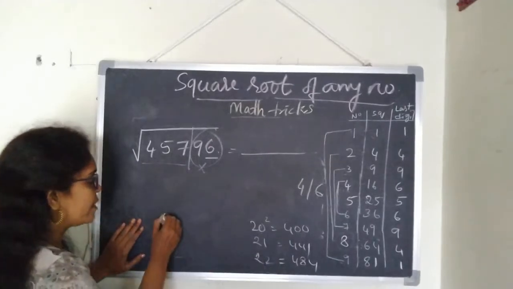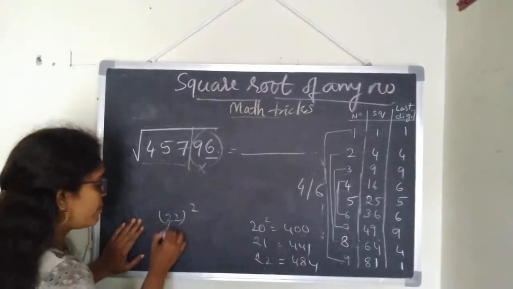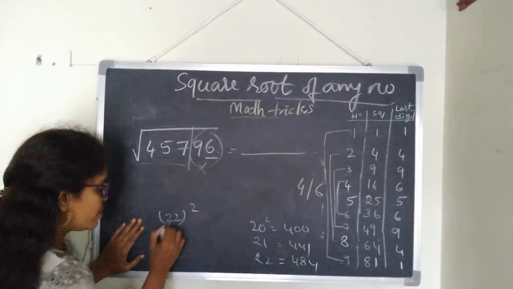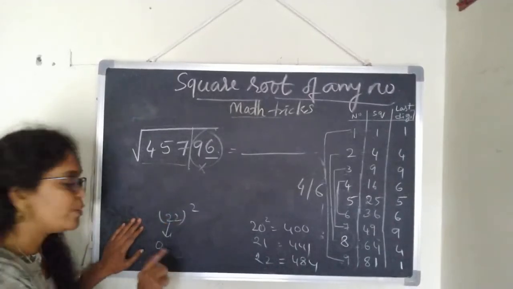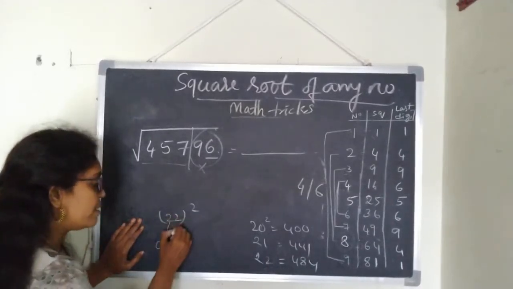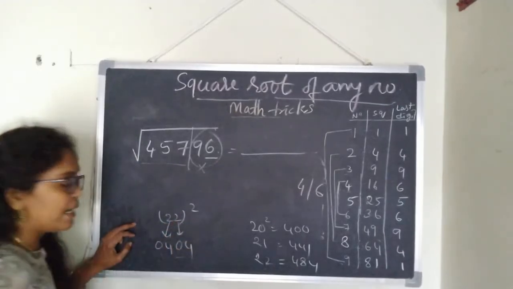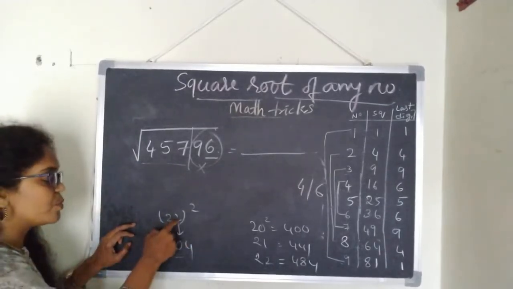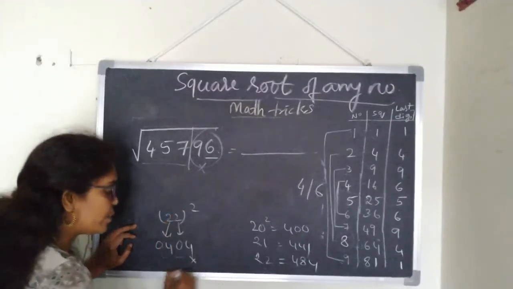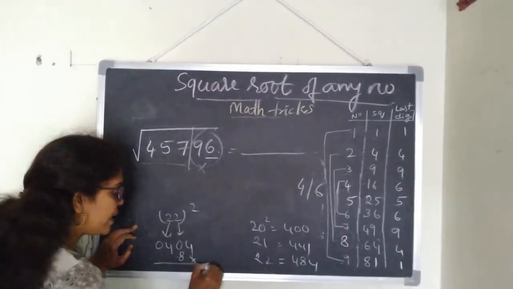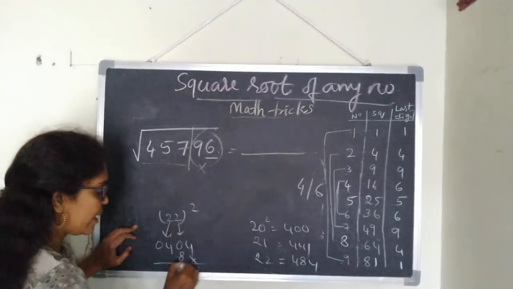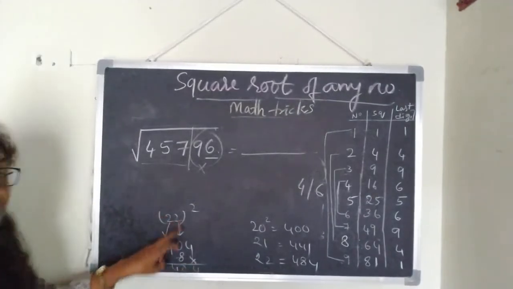Suppose 22 square. To find 22 square, the square of 2 is 04, and the square of 2 again is 04. And take the product of all the digits. 2 2s are 4, 4 2s are 8. Leave the units place and write here 8, and take the addition. 4, 8, 4. So 22 square value is 484.